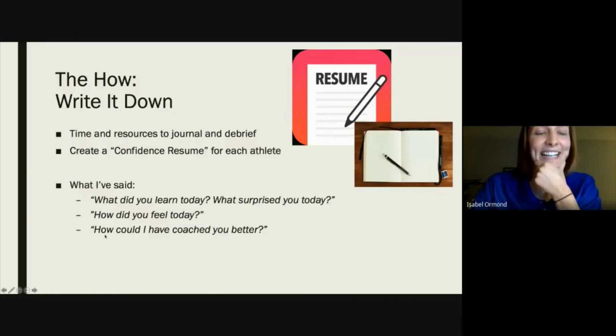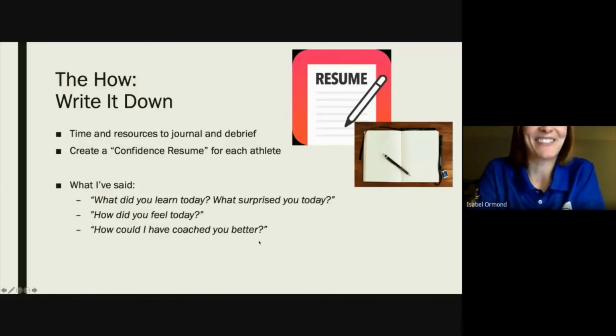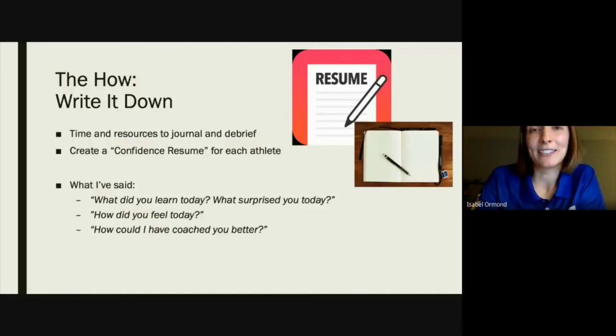And then, yeah, these are other three questions that you can ask to start your journaling or your debriefing, or start discussions on your resumes. This one here I really like. This is also from Mike. He's getting a lot of shout outs, but how could I have coached you better? So taking feedback from your athletes as well, so they can accept it from you as well.